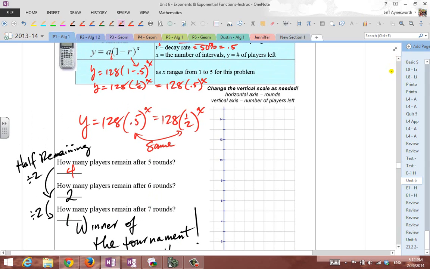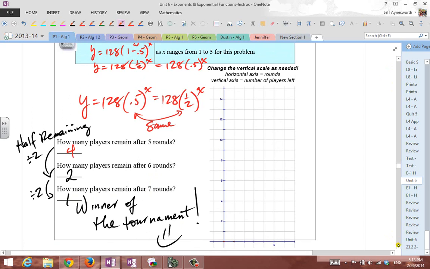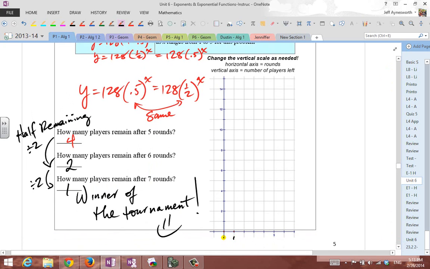One player remains. Okay, so let's graph this situation here. All right. We've got round 0, first round, second round, third round, 4, 5, 6, 7. This is rounds. And this, my friends, is the number of players. So 2, 4, 6, 8, 10, 12, and so on.